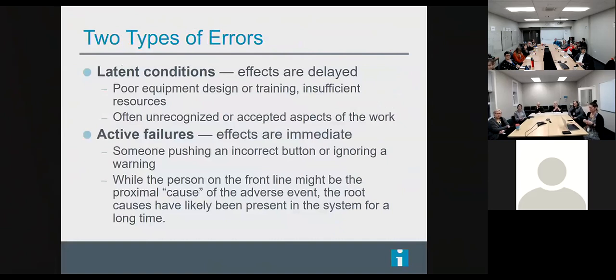So you have two types of errors. You've got your latent error conditions, and these are things like your busy workload, things that can affect the way that we work. And you have your active failures, pushing the wrong button or ignoring a warning. And again, you can read that.